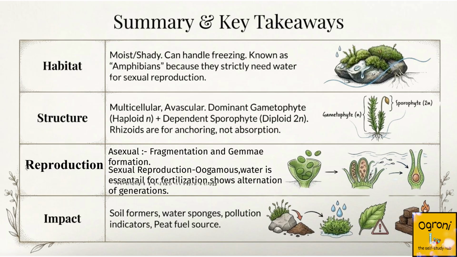Let's do a quick recap of what we have studied so far. Bryophytes grow in moist, shady places. They are avascular plants. The plant body is divided into gametophyte and sporophyte, where the gametophyte is dominant and the sporophyte is short-lived and dependent on the gametophyte. Reproduction can be asexual and sexual. Asexual reproduction is mainly by fragmentation and gemma formation. Sexual reproduction is oogamous. Water is essential for fertilization and it shows alternation of generation.